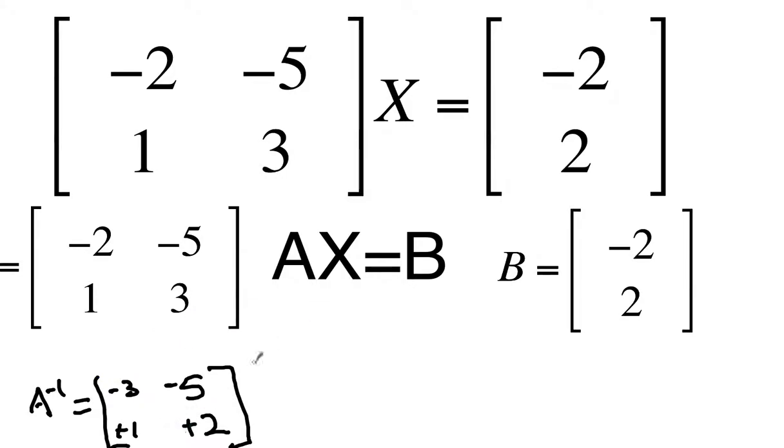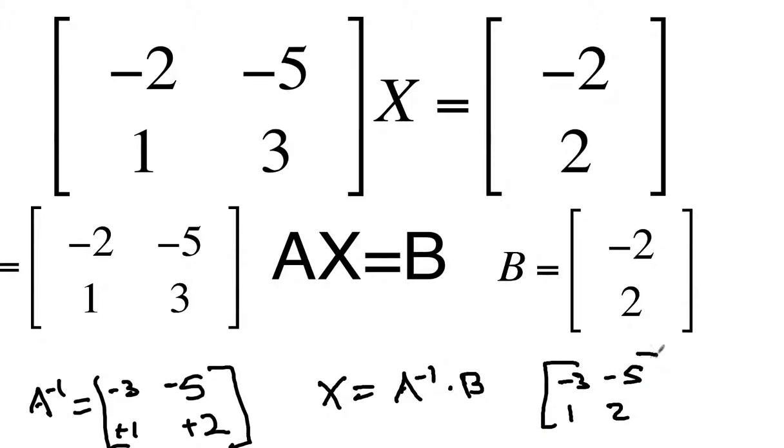Let's multiply both sides of the equation by A inverse. You can check to see that A inverse times A will give you the identity. And so we have X is equal to A inverse times B. So I need to solve what is A inverse times B. So that would be -3, -5, 1, 2. That's A inverse times B, which is -2, 2. This is what I want to solve. So let's go ahead and do that. -3 times -2 is 6.